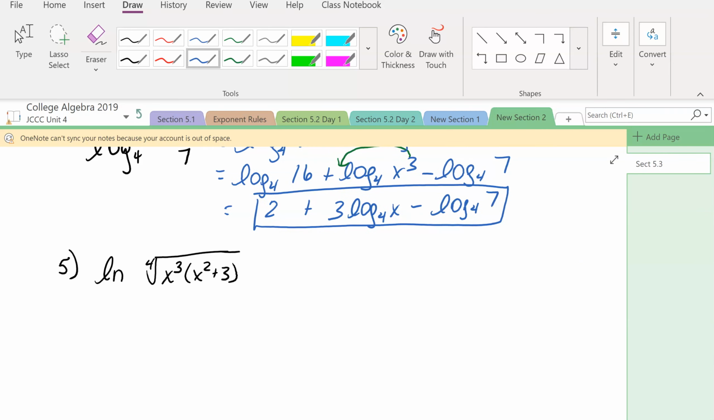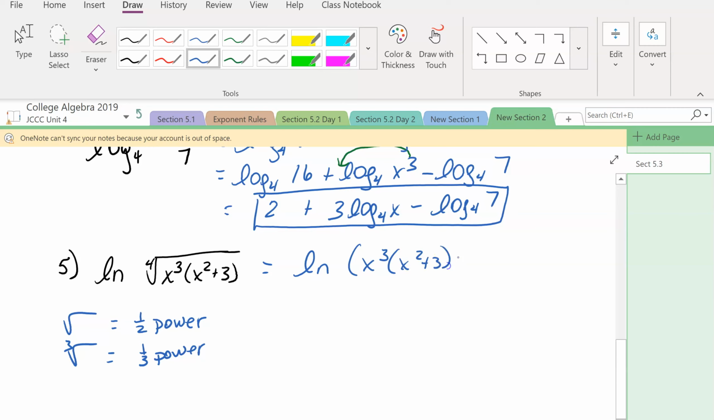This one also has multiple things going on. Anytime you have a radical, you have to remember that if you have a square root, that's the same thing as a 1/2 power. If you have a cube root, that's the same thing as a 1/3 power. If you have a fourth root, that's the same thing as a 1/4 power, etc. So the first thing I would do on this is change this radical to be a 1/4 power. So it's natural log of, okay, now I'm going to have to use lots of parentheses here, x cubed, x squared plus 3, all raised to the 1/4 power.